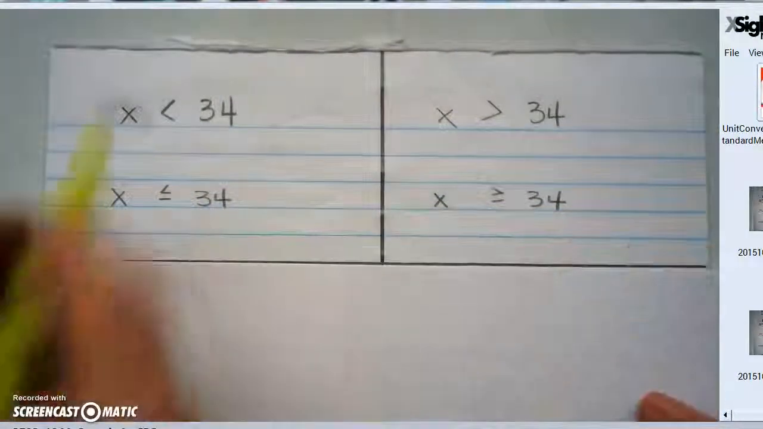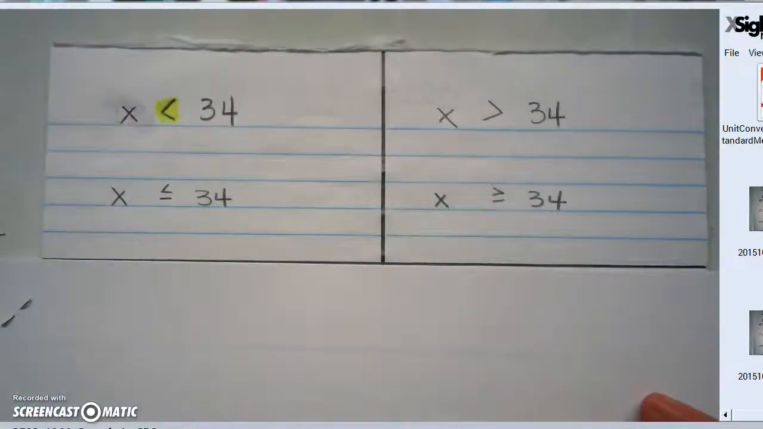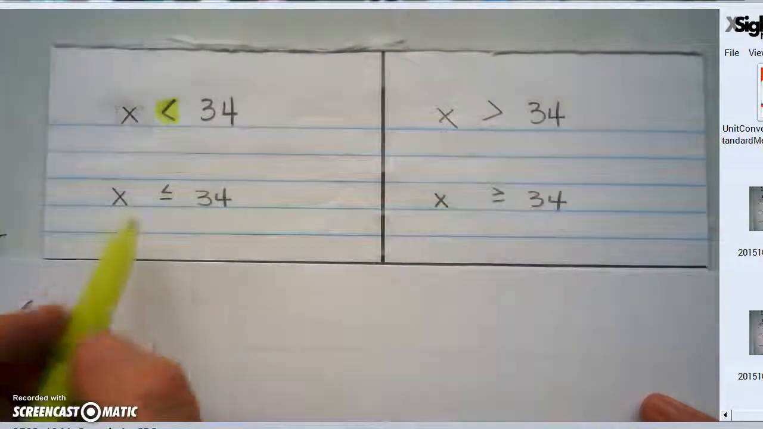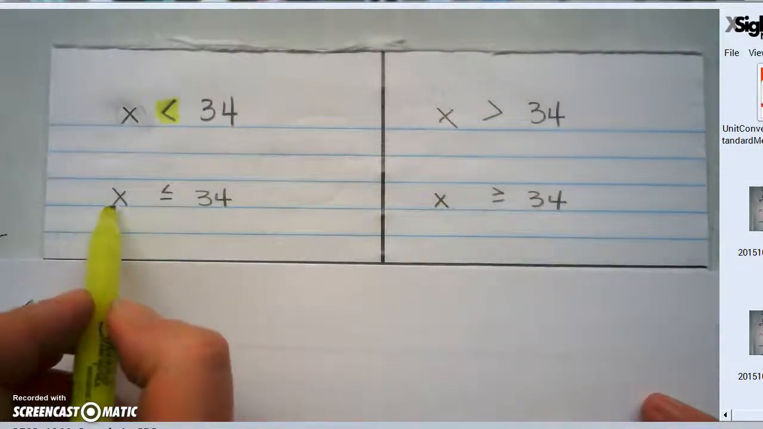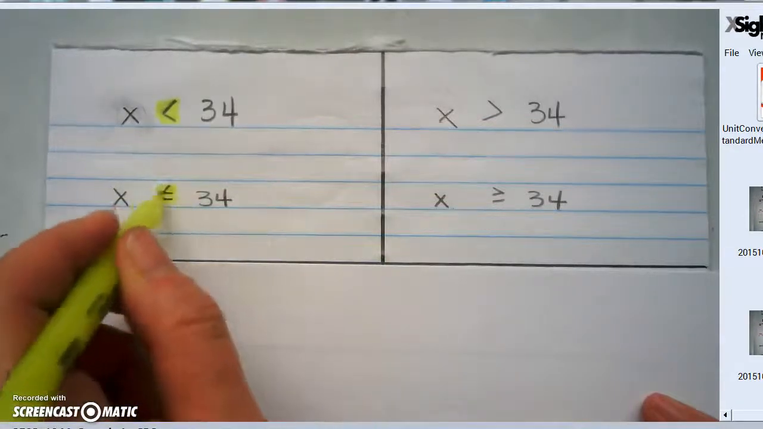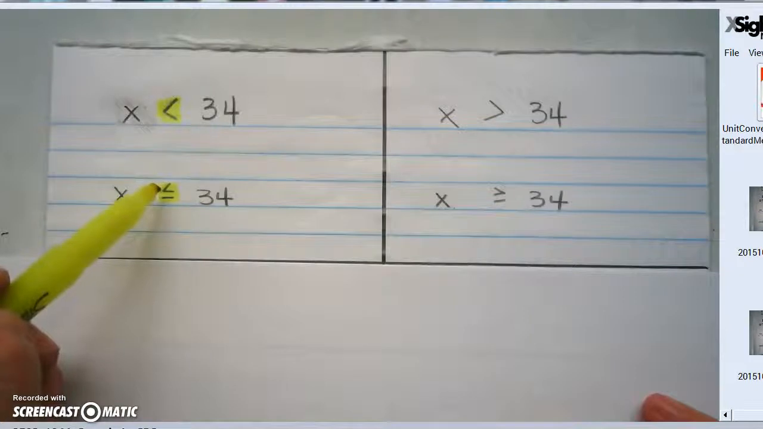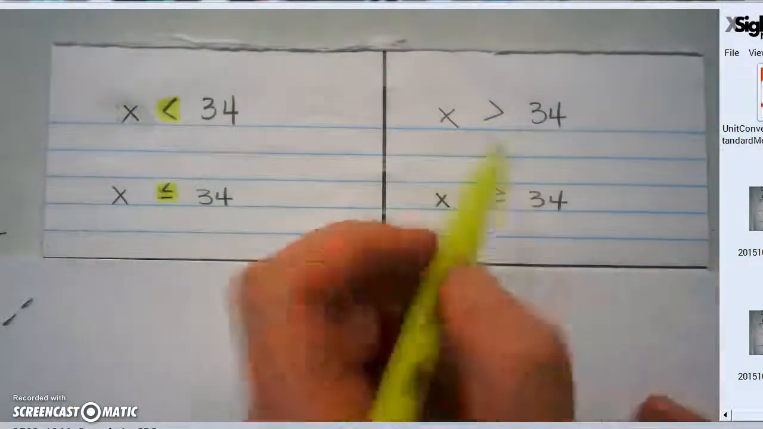This inequality says that x is less than 34. That inequality sign right there says less than. And this inequality right here says that x is less than or equal to 34. And although those two symbols look similar, they are different. There's a difference in how we show them on a number line.